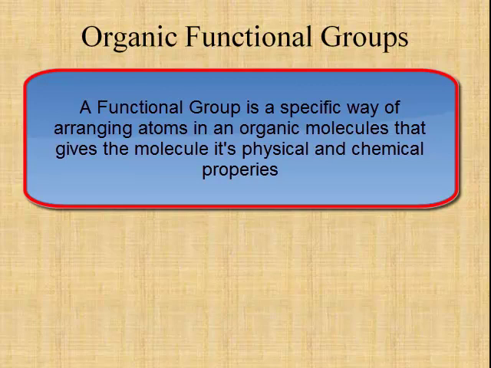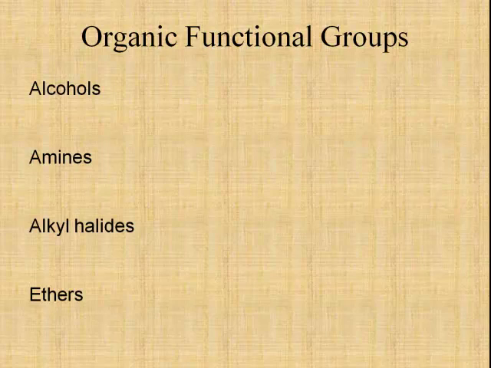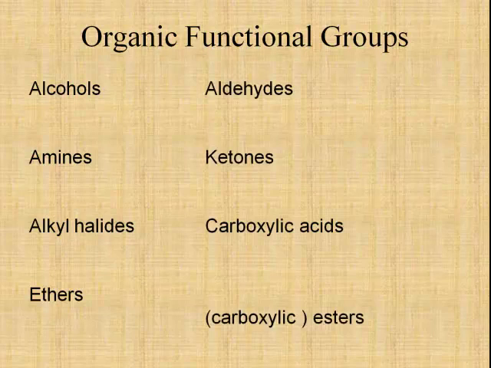A functional group is an arrangement of atoms within an organic molecule which give the molecule its physical and chemical properties. We like to categorize organic molecules by functional group or functional class. It helps us to keep track of those properties. In this video, I'll be covering alcohols, amines, alkyl halides, and ethers in detail. I'd also like to introduce you to aldehydes, ketones, carboxylic acids, and carboxylic esters.